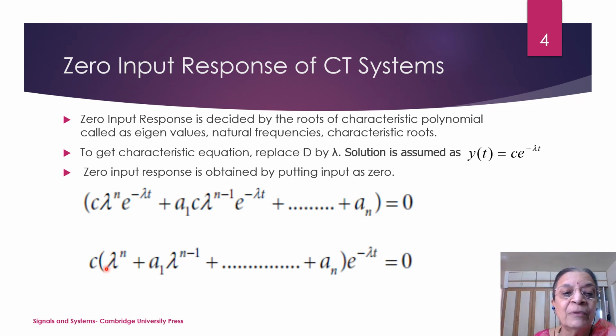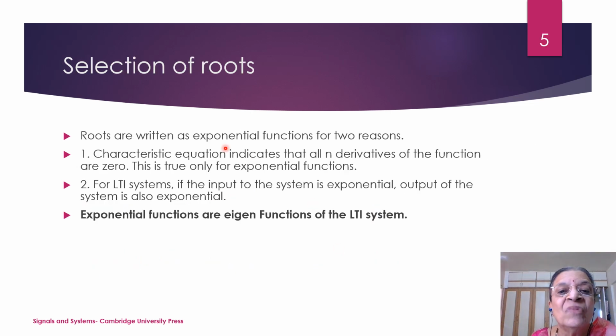Okay, this lambda is replacing the differential d, and this e raised to minus lambda t is the solution that we are assuming. Now, why are we considering this exponential solution? The roots of the characteristic polynomial are the characteristic equation roots, right? Now, these roots or the solutions are written as exponential functions. Why are we writing them as exponential functions?